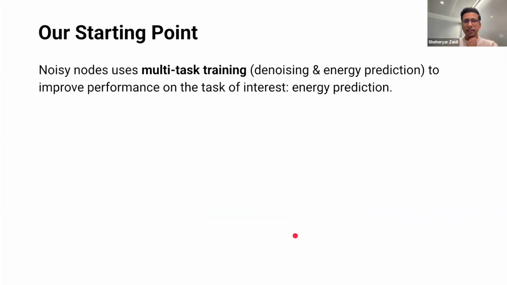Okay. So to recap, noisy nodes is using a multitask training objective, the multitasks being denoising and energy prediction, 2 separate things. But what they really care about is energy prediction.